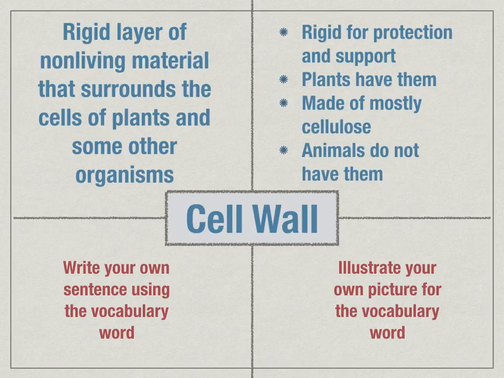The next vocabulary word is the cell wall. This refers to the rigid layer of non-living material that surrounds the cells of plants and some other organisms. It is rigid for protection and support. Plants have them. It's very, very common in plants. Animals tend not to have these. There are some other organisms that have them, but animals tend not to have them, and that's because of the rigidity of them. They are mostly made of cellulose. Go ahead and pause if necessary.